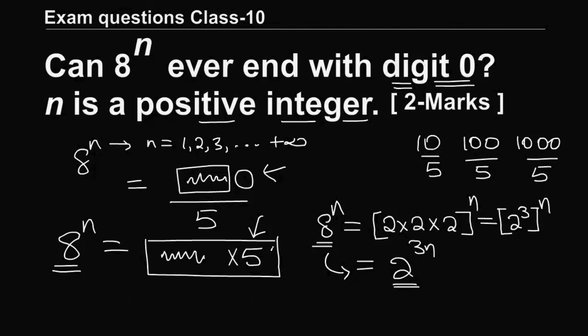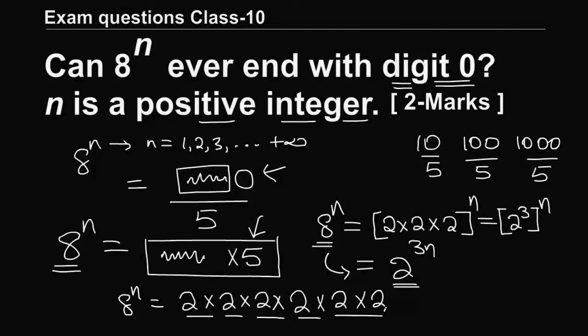So this prime number 5 can never be a factor, because 8 to the power n can only be expressed as something like this, or maybe like this, or maybe like this. It can never have any other prime factor. It can never have 5. So the answer is no. There is no value of n that can make 8 to the power n end with the digit 0.